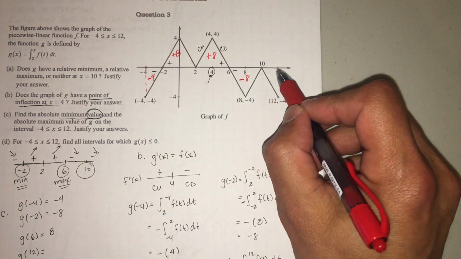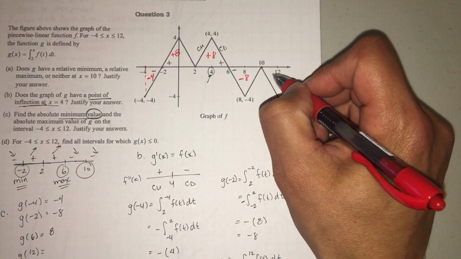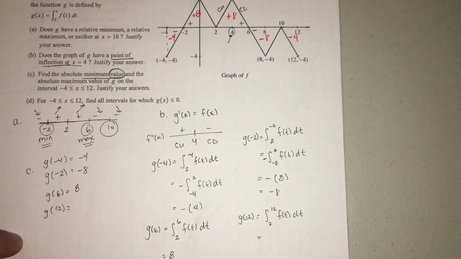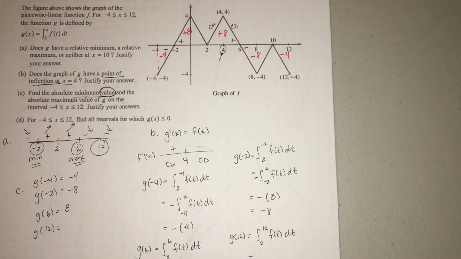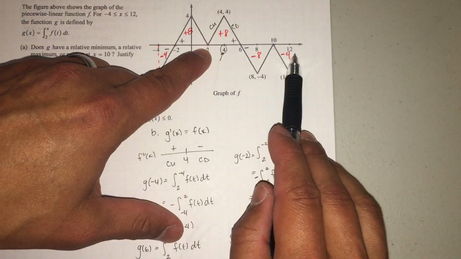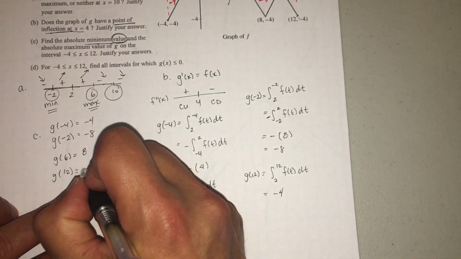And this one here, this is 2 times 4. 2 times 4 is 8. Half of 8 is 4. But because it's below the x-axis, it's -4. All right. So now, let's go ahead and go from 2 to 12. So these cancel out. And then you have -4. So g of 12 is -4.